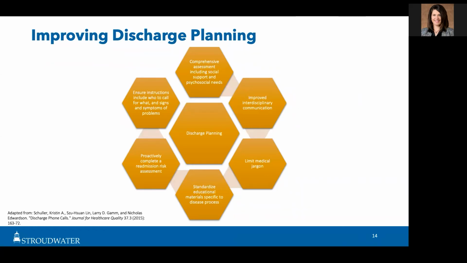I'd love to hear, maybe when we open it up to discussion, if anyone has reviewed your discharge planning process recently. Have you been able to identify areas where you can improve the process, or are there gaps in your process? A lot of times when you are getting readmissions, that may be the time where you reassess your discharge planning process. But some of the areas that can improve it are around interdisciplinary communication.